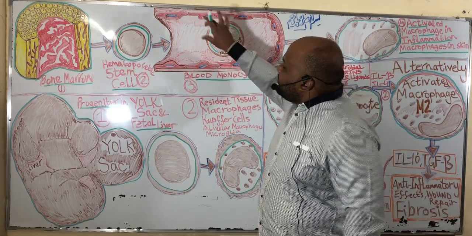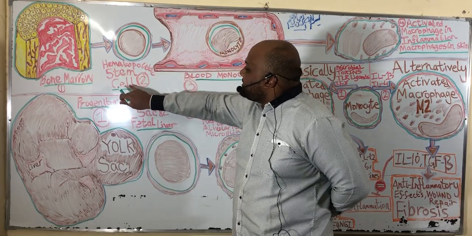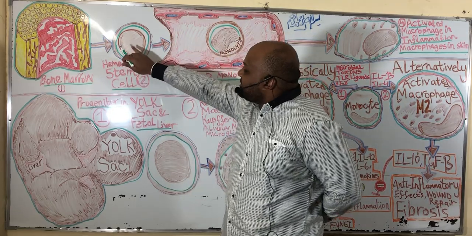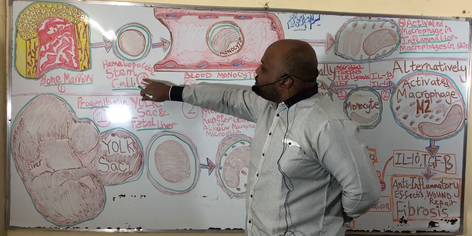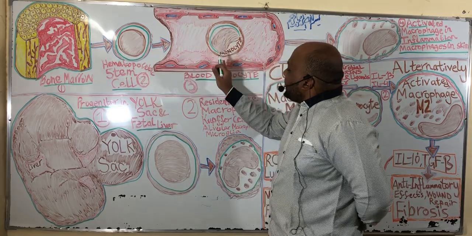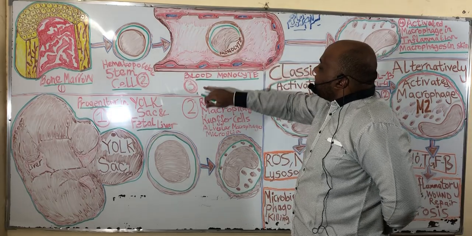Where do these monocytes come from? They come from the bone marrow. The bone marrow will give us hematopoietic stem cells. Step number 1, the bone marrow will stimulate the synthesis of hematopoietic stem cells. Hematopoietic stem cells, step number 2, would differentiate into monocytes, and these monocytes will circulate in the blood. And this is step number 3.